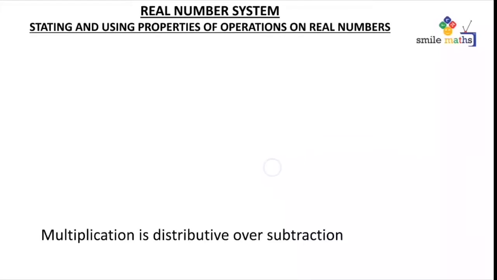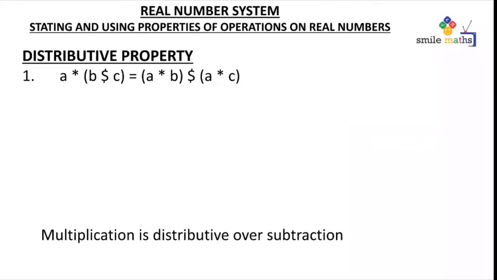Our next one is the distributive property. It comes with two operations. So A operation, bracket open B, another operation C, is going to give us A operation B, then another operation, then A operation C. This one deals with two operations. So we have A multiplied by B plus C. So we are checking whether it will work with addition.